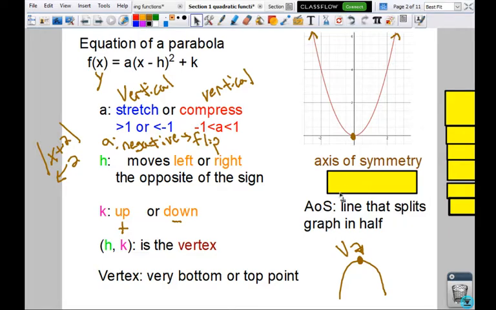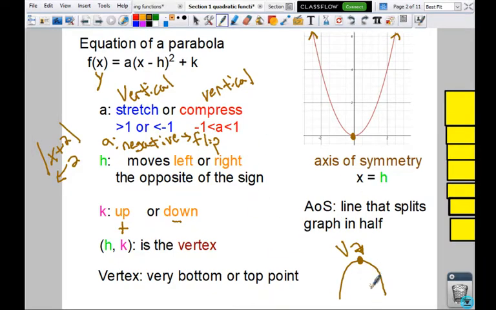And my axis of symmetry is a line at x equals h. Remember, x equals means it's straight up and down. So all our parabolas will be straight up and down for this whole chapter. I don't think we'll get to left and right parabolas, maybe if you take Algebra 3 or something.